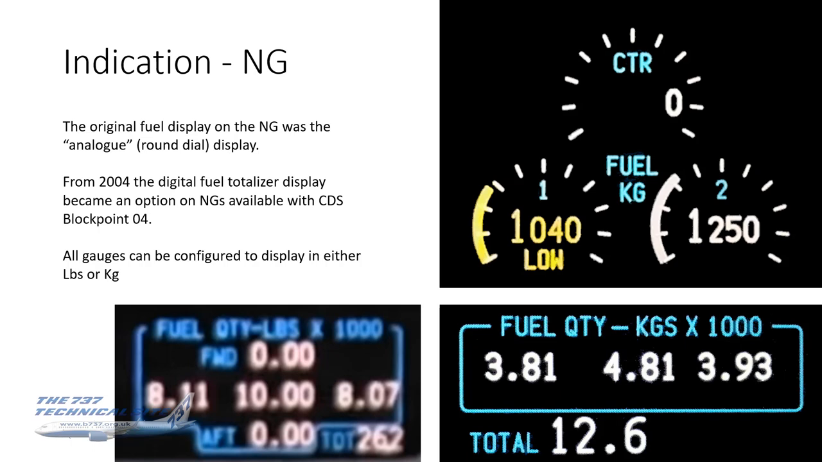Moving forward to the NGs, and indeed the MAX, because the display is the same. The original fuel display was the analog round dial display that you see up there on the top photo from 2004. A totalizer display became available if you also had CDS block point 4 installed in the aircraft, and all the gauges can be configured to display in either pounds or kilos, as we know. The blurry photo on the left, sorry about the quality of that, is actually showing what the totalizer display looks like if you've got auxiliary fuel tanks fitted.